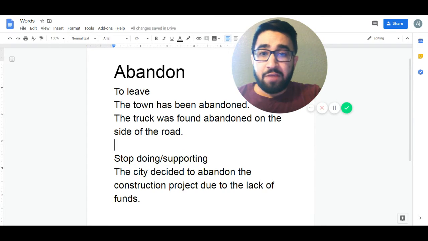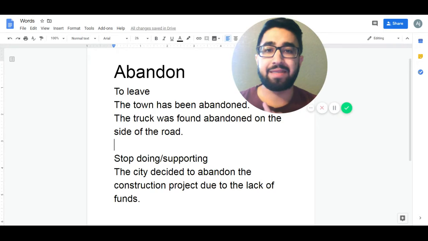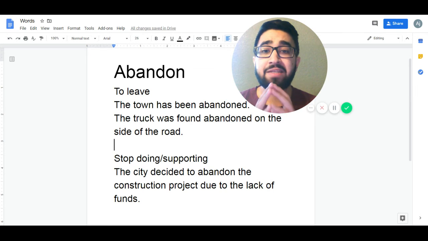So for the first definition right here, to leave, the town has been abandoned. The town has been left. So everybody left the town. Nobody is there anymore. It's been abandoned. Right? Makes sense? Okay. The truck was found abandoned on the side of the road. So the truck was left on the side of the road. Nobody's there. It was left there. The truck was found abandoned on the side of the road.